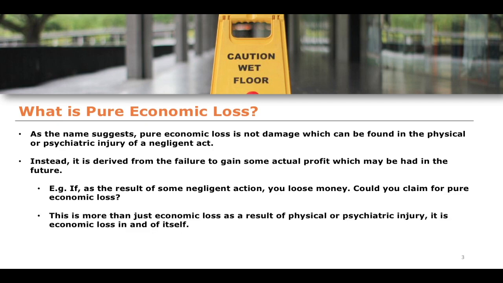Okay, that's the question. Now, this is more than just economic loss, because economic loss is the result of physical or psychiatric injury or damage to property. So there is actually some kind of physical damage or psychiatric damage that is caused to an individual, and then there is a loss that is consequential to that. That is what is known as consequential economic loss, which we'll get to in a future lesson. We're talking here, though, about economic loss in and of itself. There's no physical injury, there's no damage to property, there's no psychiatric injury.